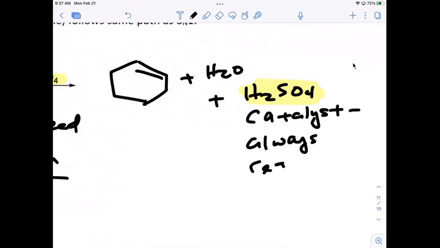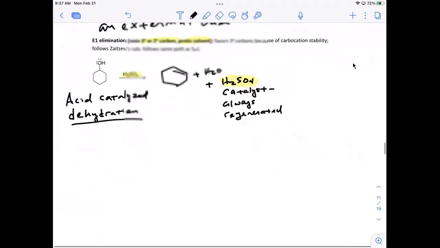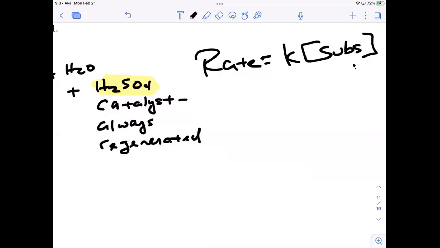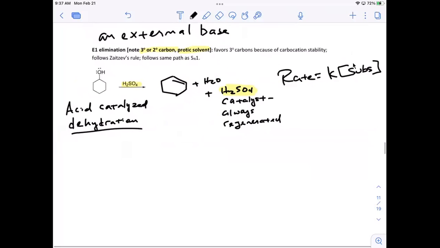So it always gets regenerated. Right. So you'll see that in the mechanism. All right. So this is E1. So the rate law is going to be the same as SN1. Rate is going to be k, not uppercase K, come on, Russell, times the concentration of the substrate. All right, just like SN1, because the 1 in E1 means it's also unimolecular, but instead of substitution, it's elimination. All right.